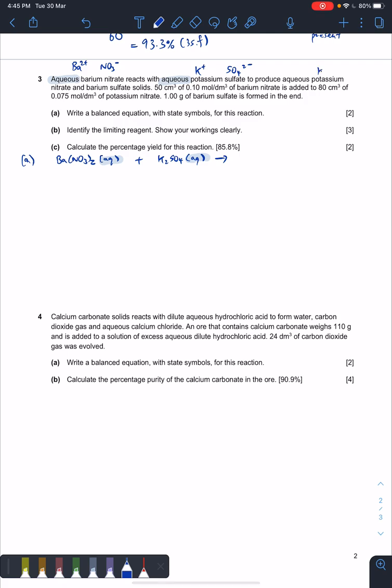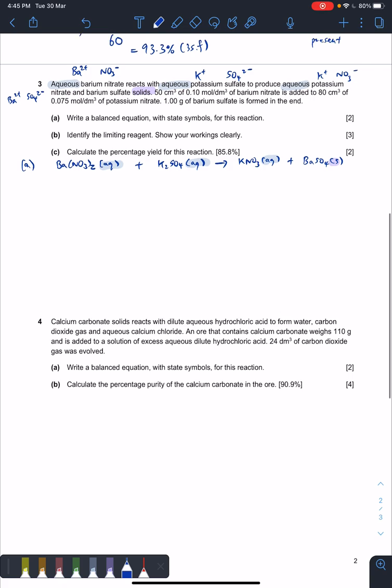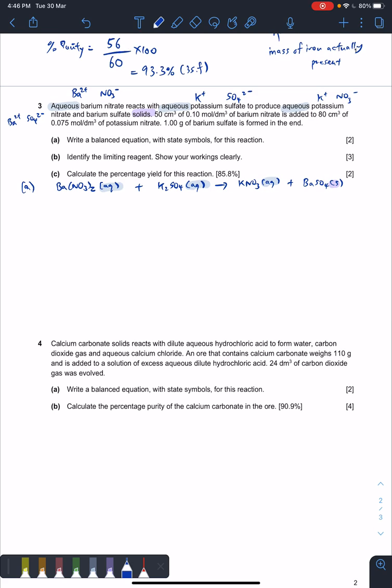Potassium nitrate, so K plus and nitrate. So KNO3 aq, again, it is given. Barium sulfate, so barium and sulfate. So this is a solid because they said so. Alright, so why is it 2 marks? Because 1 mark for the equation and 1 mark for the correct state symbols. And you're done with question A.